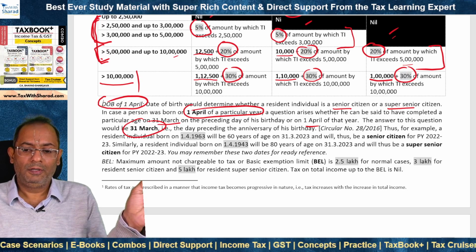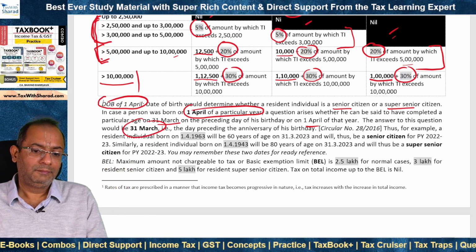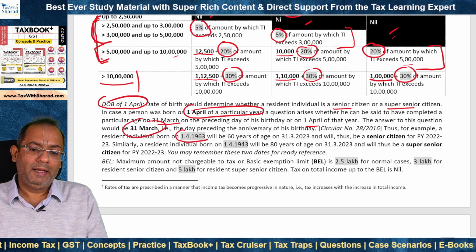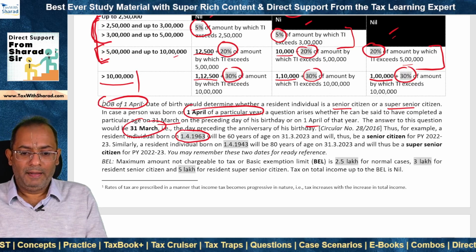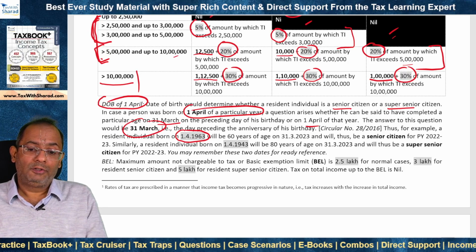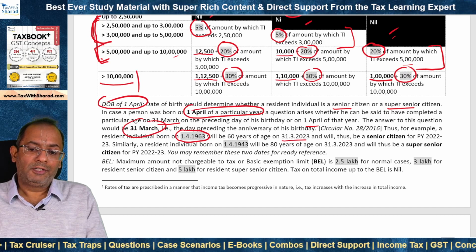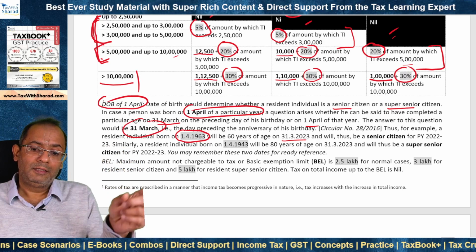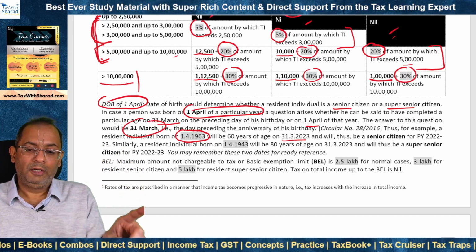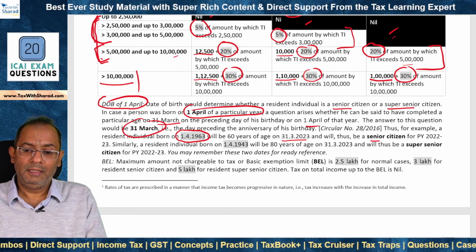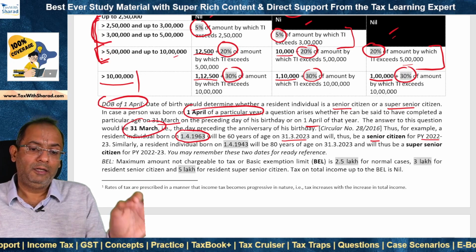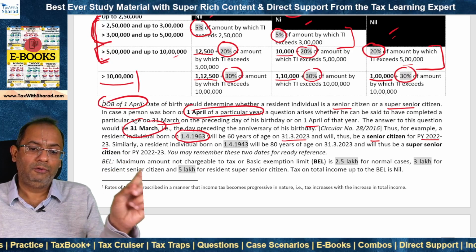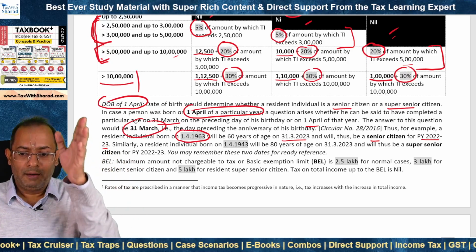And this is as per circular number 28 of 2016. For example, a resident individual who is born on 1st April 1963, right, will be 60 years of age on 31st March 2023, not 1st April 2023. He will turn 60 years of age on 31st March 2023 and therefore he will become a senior citizen for previous year 22-23, because 31st March 2023 falls in the previous year 22-23, and accordingly the rates applicable for a senior citizen will apply.